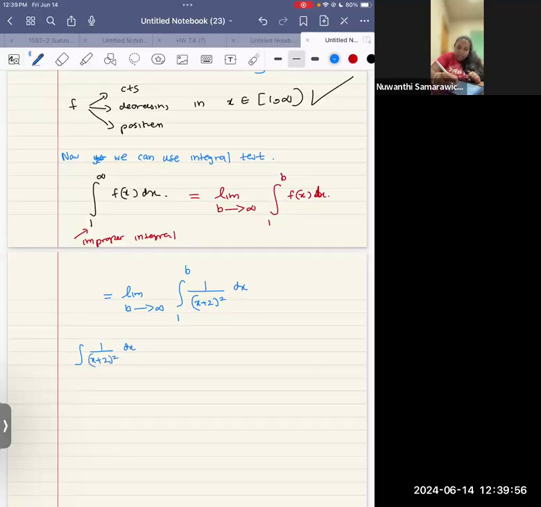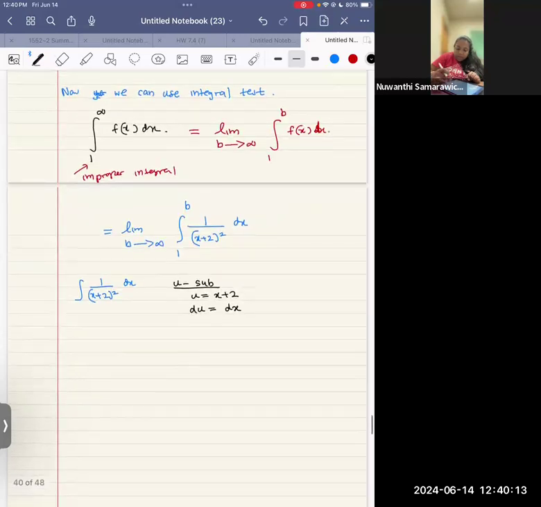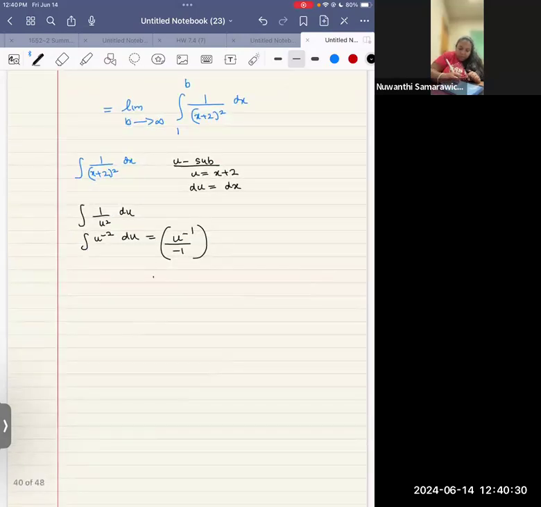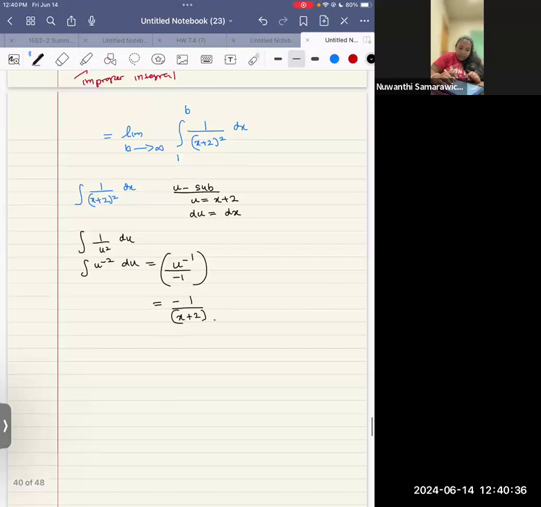You can use either u substitution or any other method. If you use u substitution, u is equal to x plus 2. du is just dx. So this is 1 over u squared du, which means u to the power negative 2. You already know these stuff, so I'm not going to explain more. Okay, so this is the antiderivative you get.